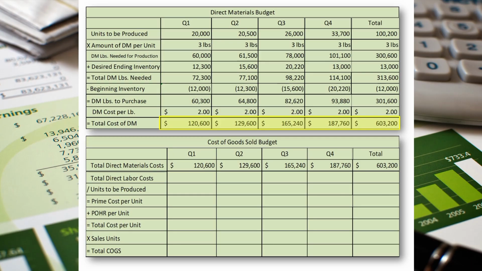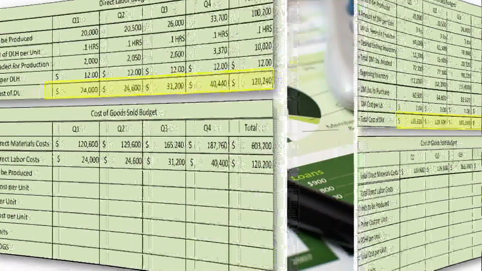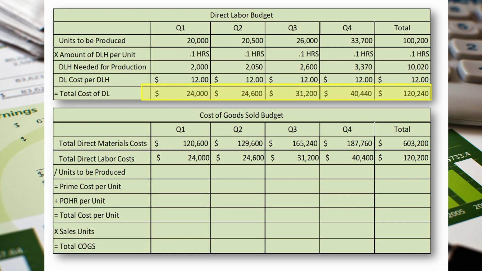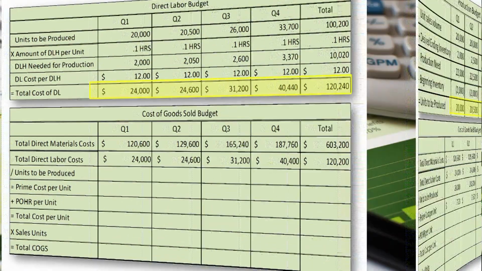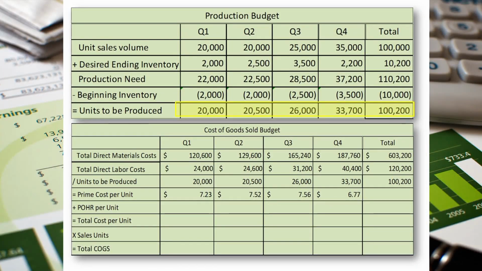Here we have the total direct materials cost from the direct materials budget. Here we have the total direct labor cost from the direct labor budget. Units to be produced comes from the production budget. In this step, we are adding direct materials and direct labor, which we learned are known as prime costs, and dividing them by production units to arrive at prime cost per unit.